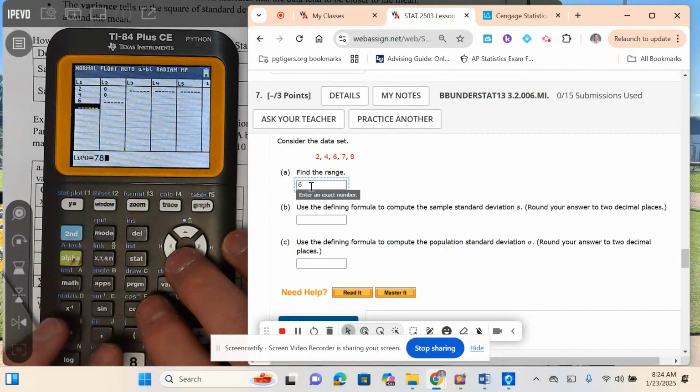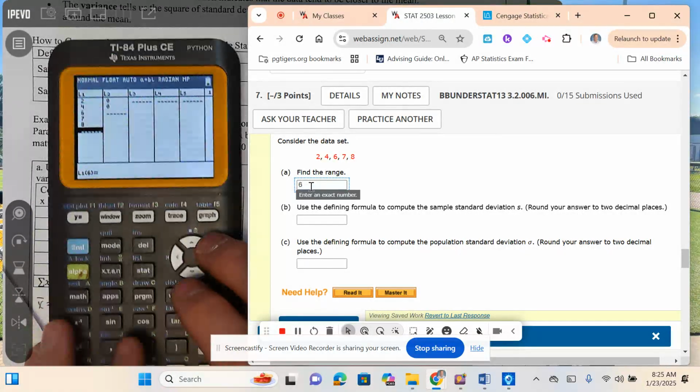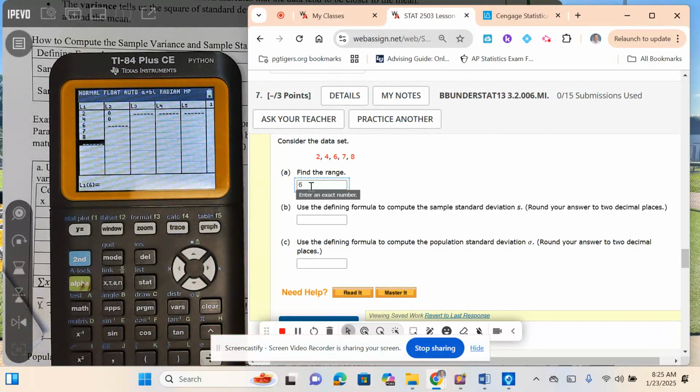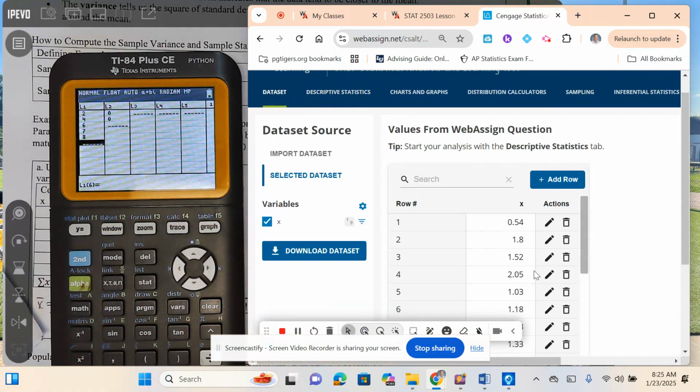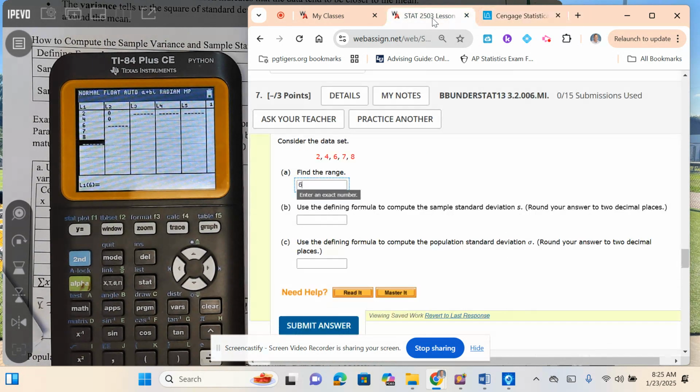You will not have to know on a test how to do these formulas here. So I would just enter it in the list in the calculator. Now you could also go back to one of these SALT things and enter that data set into SALT and delete the extra ones, but that would be a little bit time consuming.